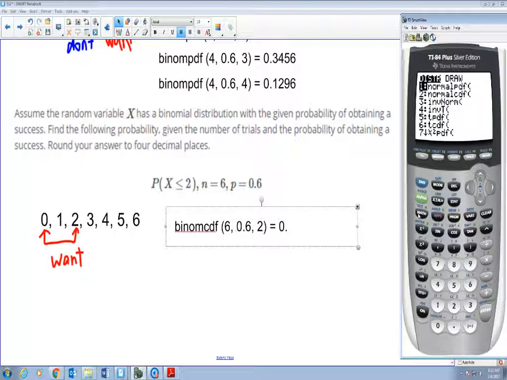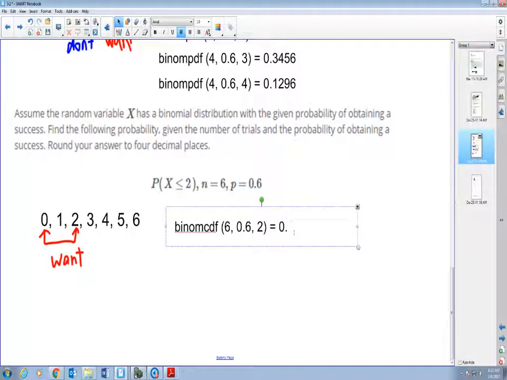So Binomial Cdf, alpha letter B, 6, 0.6, 2. My answer 0.1792. Alrighty.